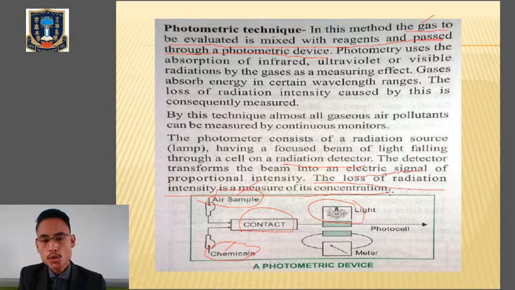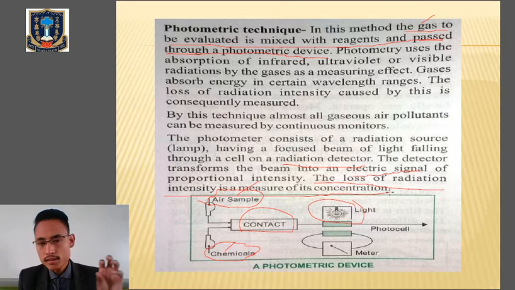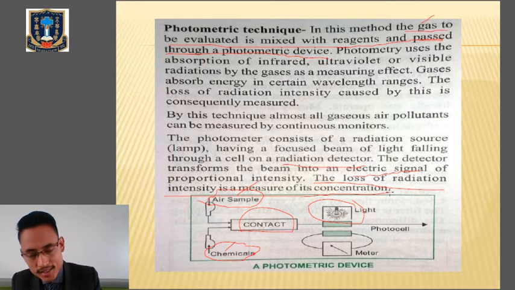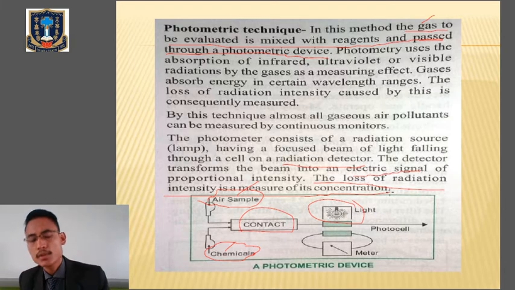Clear? So in this particular photometric device, we have got the radiation source. You can see the light in the figure. That particular radiation source will give the property of radiation to the gases, to the air passing through the photometric devices. And we have got the radiation detector that will detect the radiation, or the intensity of radiation, present in the air sample passing through it. So whenever the air passes through the photometric devices, this radiation detector will detect the loss of radiation intensity in the gases and will continuously monitor and analyze the ambient air sample, which will give us the idea of the presence of a particular pollutant in the air.